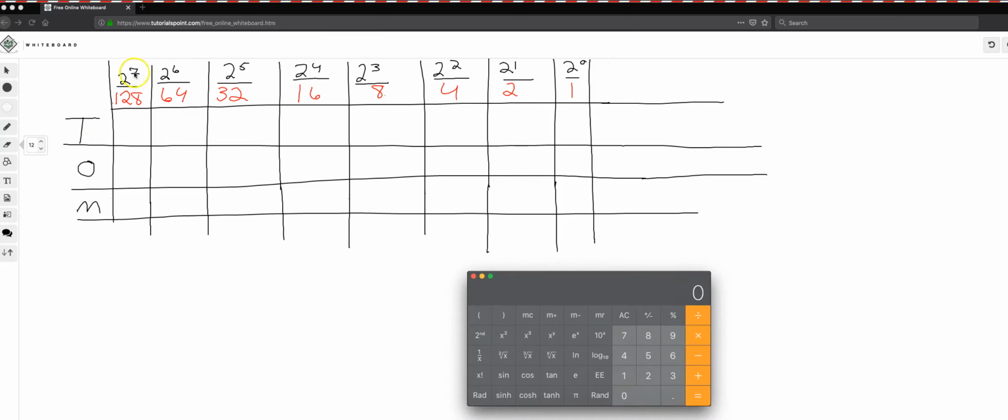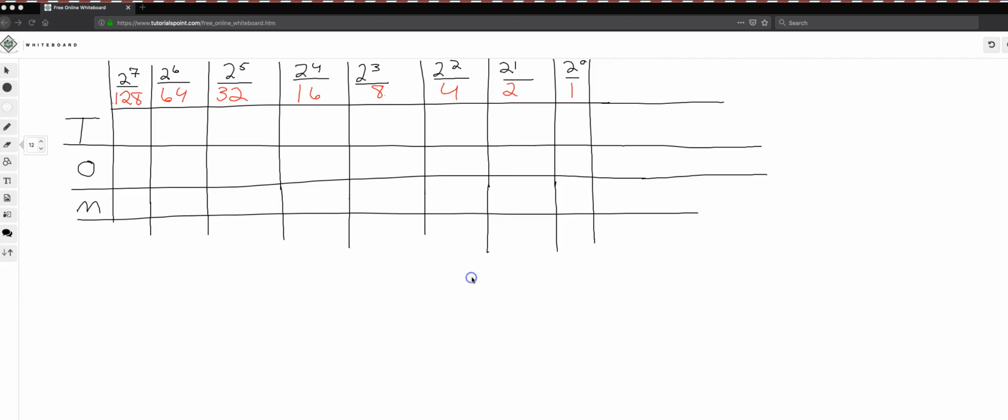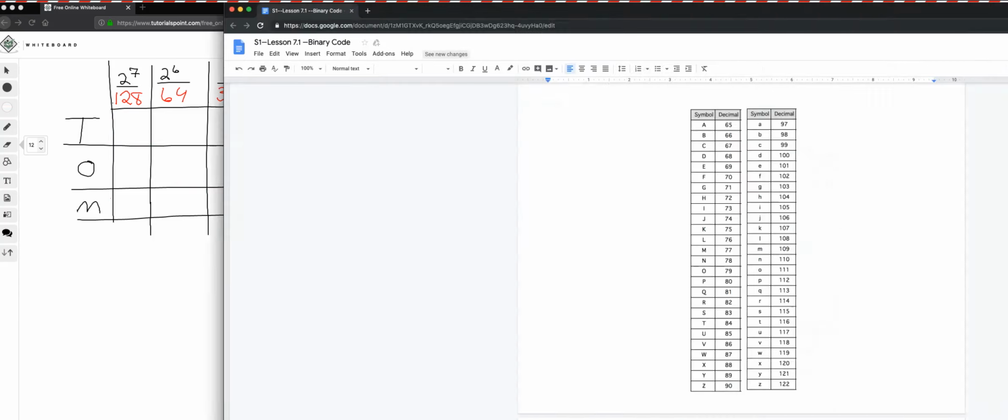Let me jump back real quick. If we do 2 to the 7th on our calculator, we get 128, so that's where that number comes from. 2 to the 6th is 64. And if we go all the way down to 2 to the 0, that's how we get 1. Those numbers will come into play shortly when we're trying to figure out how to get from text to binary.